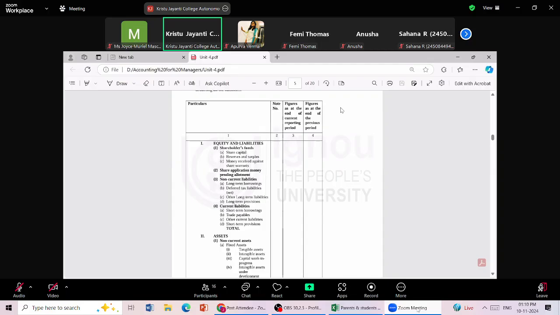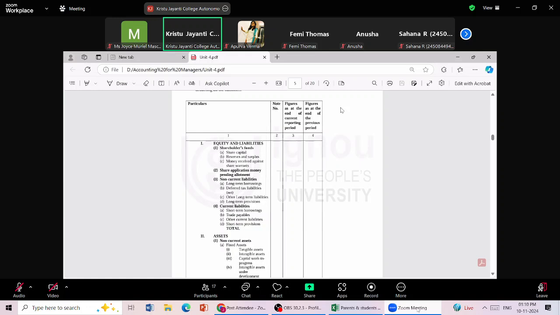If you have created any provision for doubtful debts, any provisions on reserves, or any provisions you are creating for a long-term purpose, you can bring them under that head.